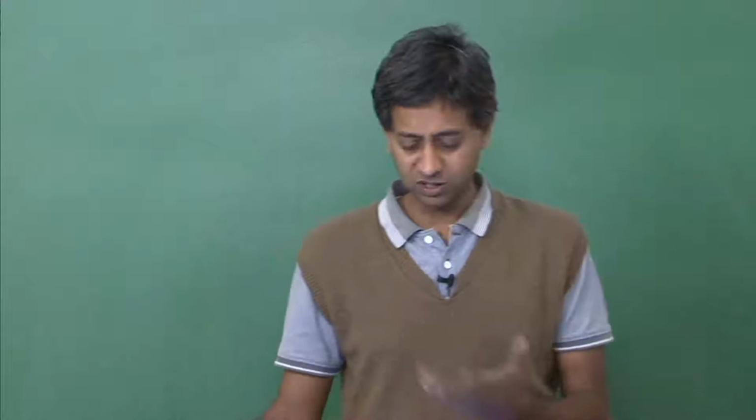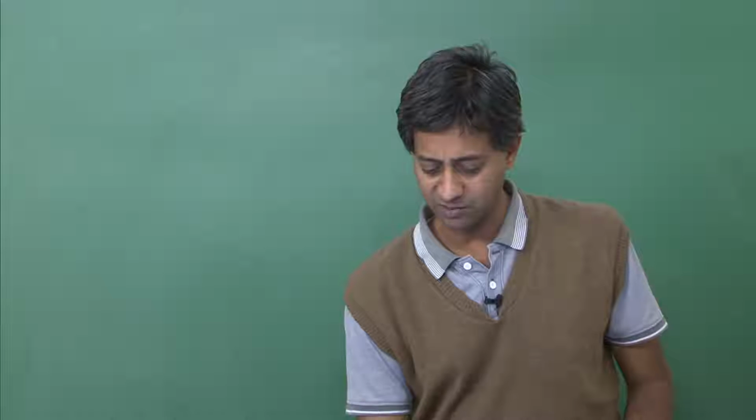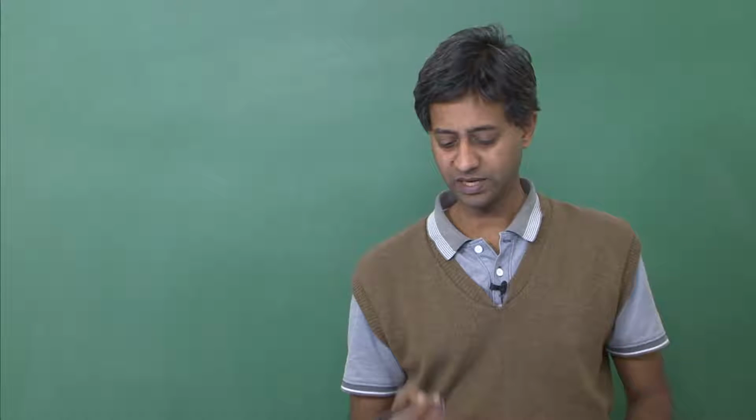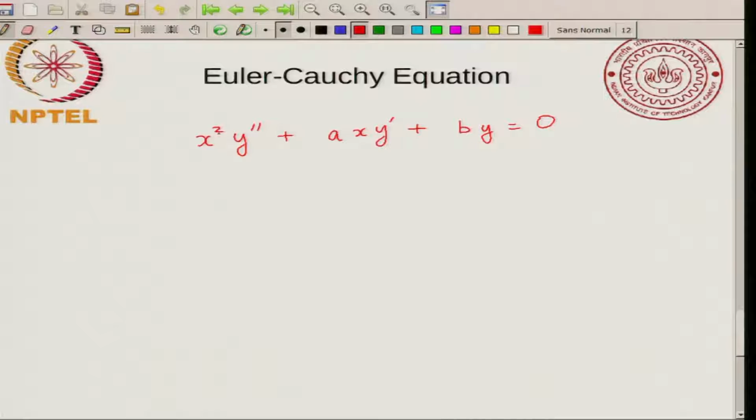So, what should the solution look like? Now, you know that when you take a second derivative of some power of x, you get the power of x reduced by 2. Now you are multiplying by x squared, so you will get back to the same power of x. So, the trial solution here is y equal to x raised to m.